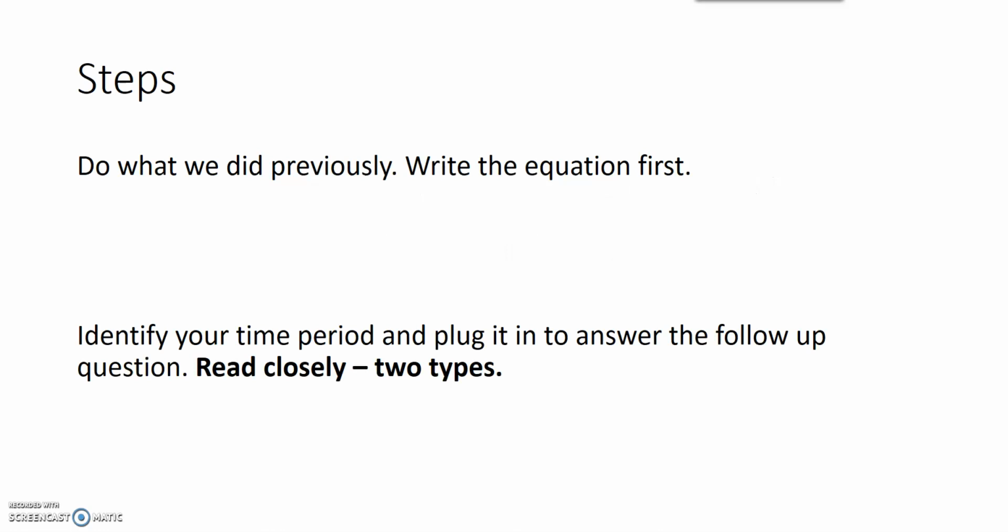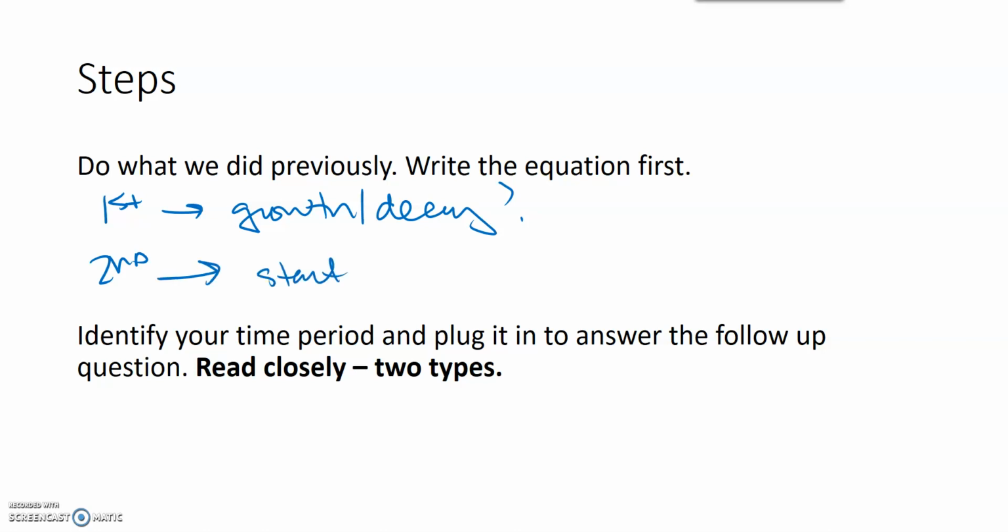So the steps. We're doing what we did previously. We write the equation first. So again, that's 2 read-throughs, a first read-through and a second read-through. And on that first read-through, we're deciding whether it's growth or decay. That helps us identify what our B value is in the second read-through. Okay, in the second read-through, we're identifying our start value, which is our A, and what we're doing, which is our B.